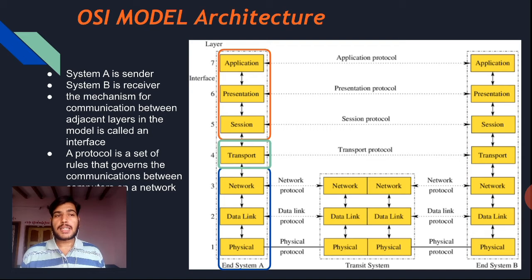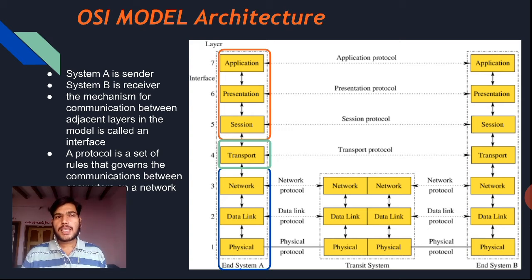At the receiving side, what happens is that data is received through the physical layer and gets transferred up to the application layer. Data will get transferred from the physical layer to the data link layer, later on the network layer, transport layer, session layer, presentation layer, and application layer. Like this, data gets transferred in the OSI model architecture.